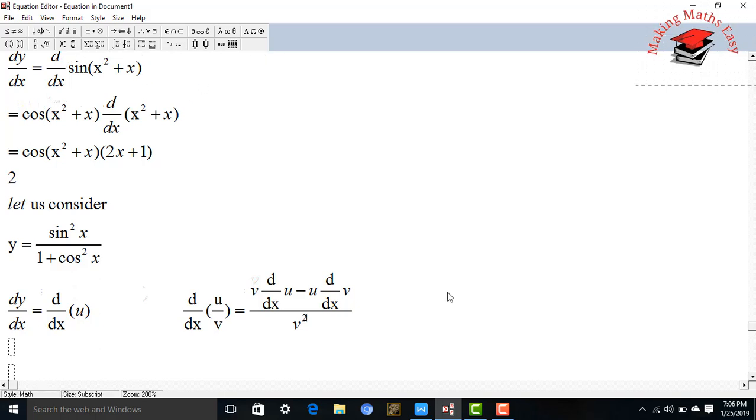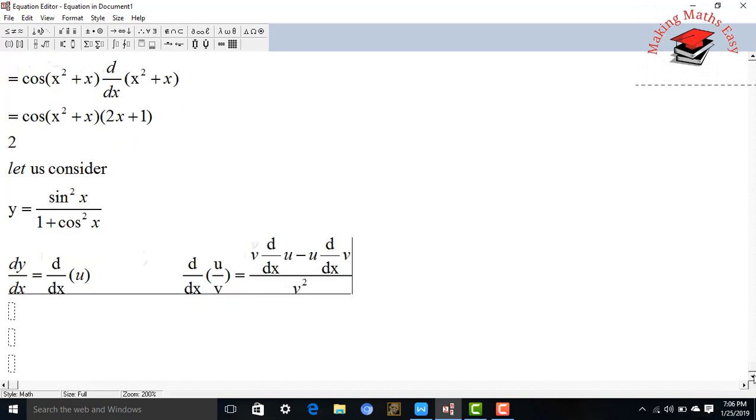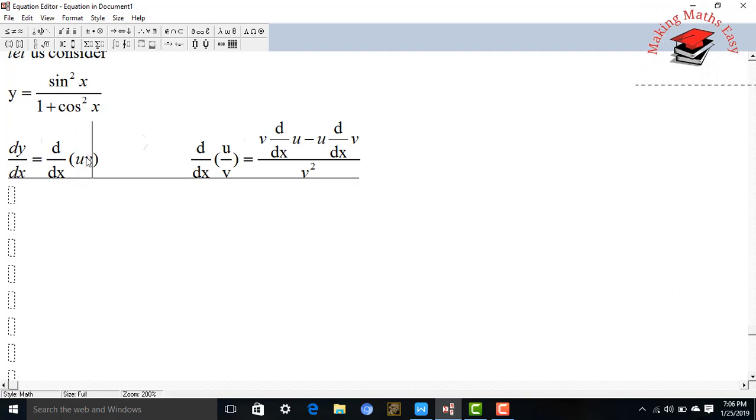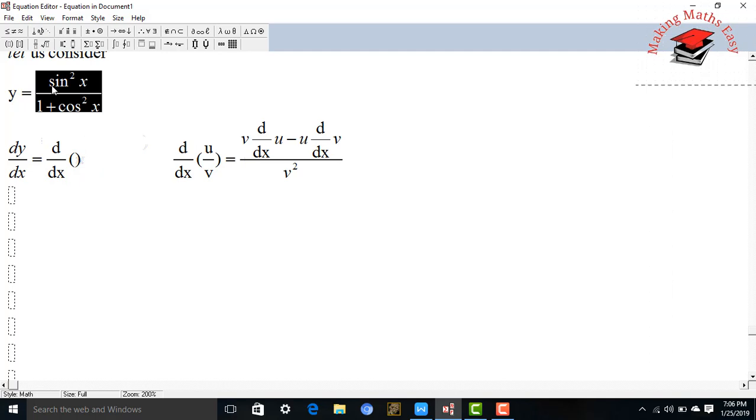For multiplication, I will tell you when we solve sums based on multiplication. So let's solve the sum based on division. What we have here is a division, u divided by v. The numerator can be considered as u, and the denominator part can be considered as v.